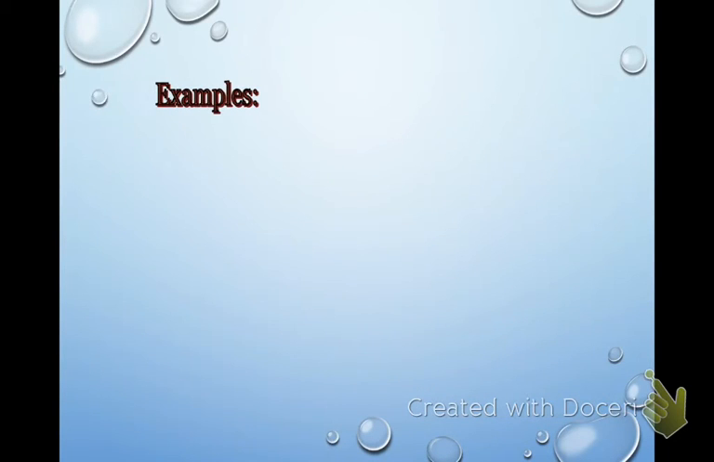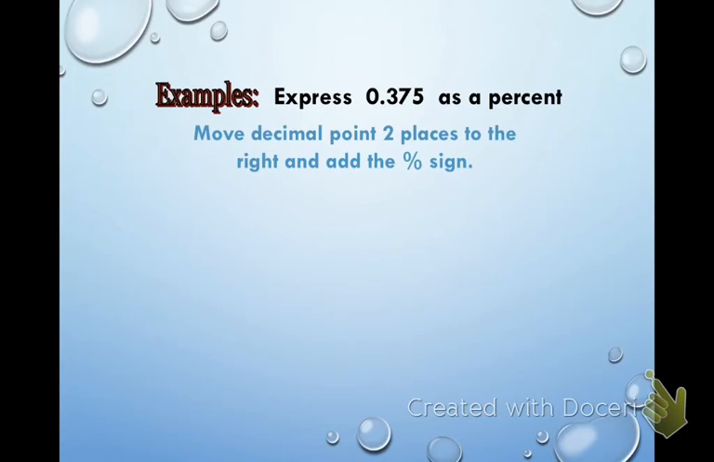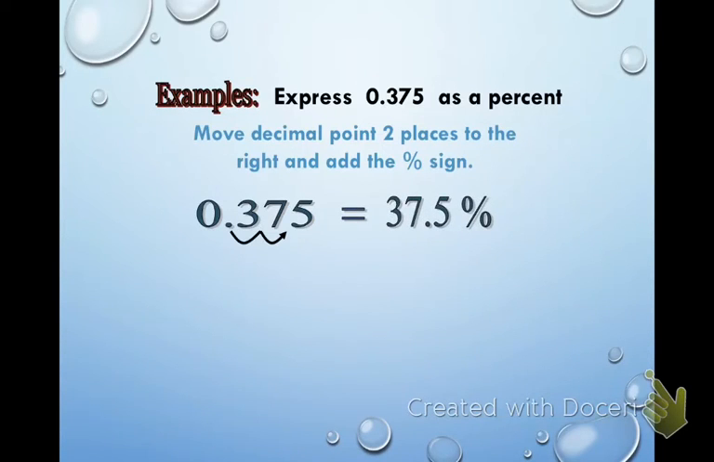So, first example. We want to express 0.375, 375 thousandths, as a percent. So, what are we going to do? Well, we're going to move the decimal point 2 places to the right and add the percent sign. So, here we go. This is example number 1. Take 0.375, move it 2 places over, rewrite it, which is 37.5, and add the percent sign. That's all it is.